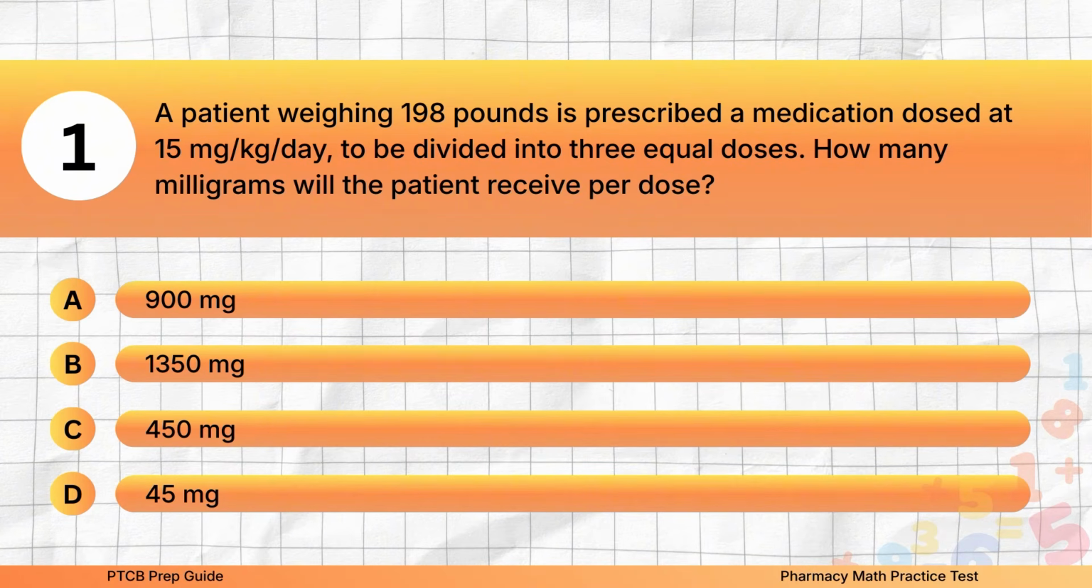Let's kick things off with a standard dosage calculation. Question 1. A patient weighing 198 pounds is prescribed a medication dosed at 15 milligrams per kilogram per day to be divided into 3 equal doses. How many milligrams will the patient receive per dose? Is it A, 900 milligrams, B, 1350 milligrams, C, 450 milligrams, or D, 45 milligrams?